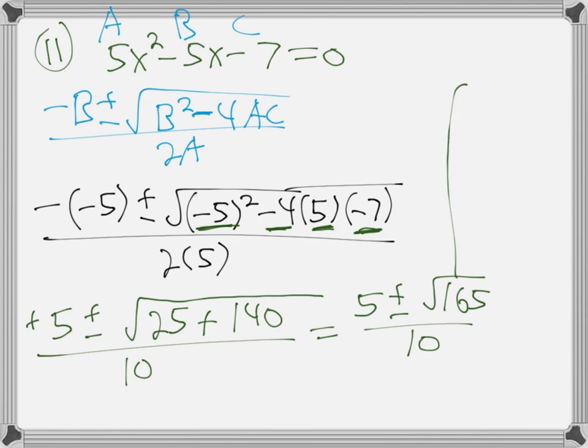If you tried to break down that 165, you would find out that it's 5 times 33. And then 33 is 3 times 11. See, there's no pairs in there. It doesn't simplify at all. So this is the first answer they want you to type in.